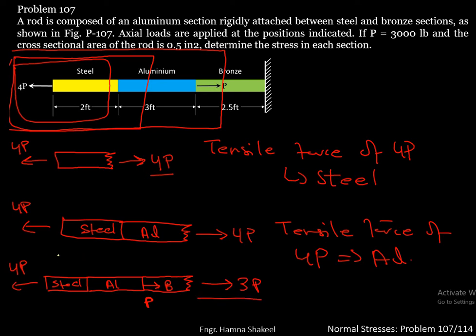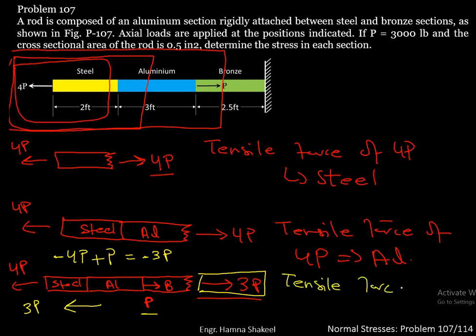To further elaborate this, you have got a force of minus 4P because it's acting in the left direction. Then you have got a force of P acting in the rightward direction. It means that you have a force of minus 3P acting on this rod. So you have got a force 3P acting in this direction. That is why you have a reaction of 3P in the right direction at this point. So you can say that a tensile force of 3P is acting on bronze.